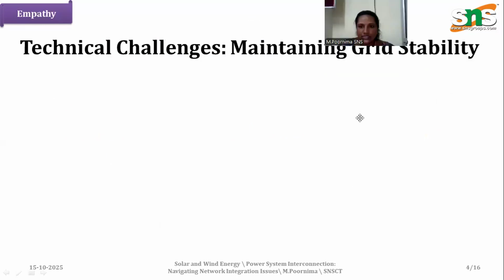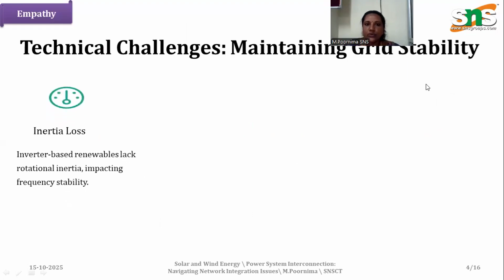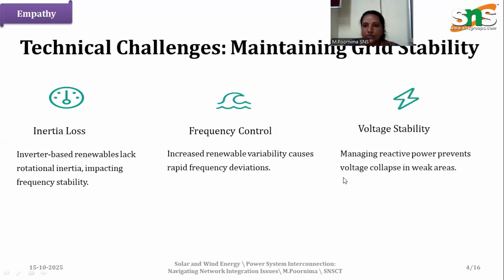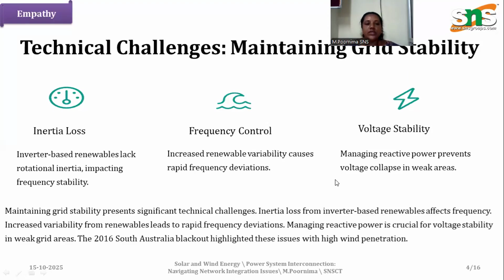So what are the technical challenges? One is inertia loss: inverter-based renewables lack rotational inertia, which affects frequency stability. The next is frequency control: increased renewable variability causes rapid frequency deviation. The next is voltage stability: managing reactive power prevents voltage collapse in weak areas, so reactive power plays a major role. Maintaining grid stability is important, and in 2016 the South Australian blackouts highlighted this issue with high wind penetration.